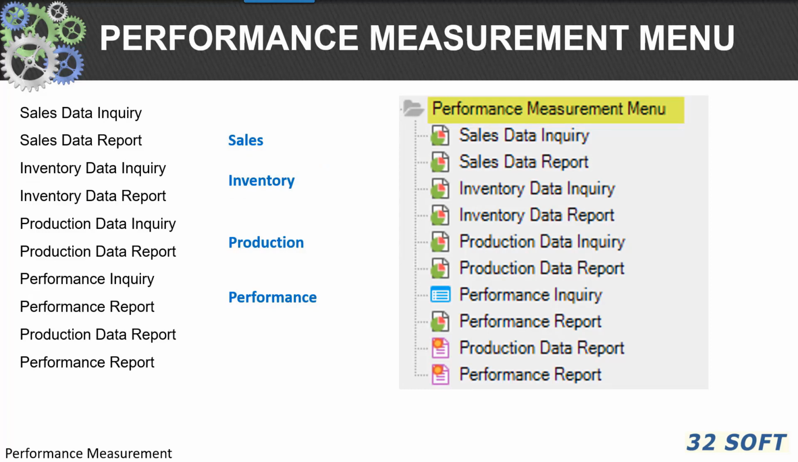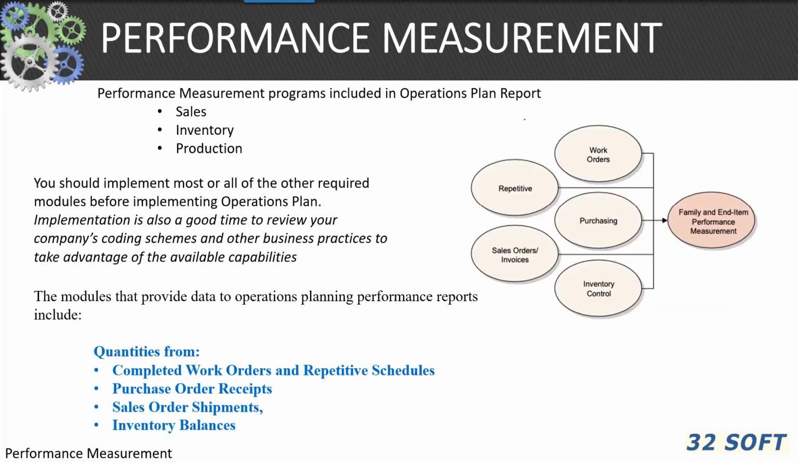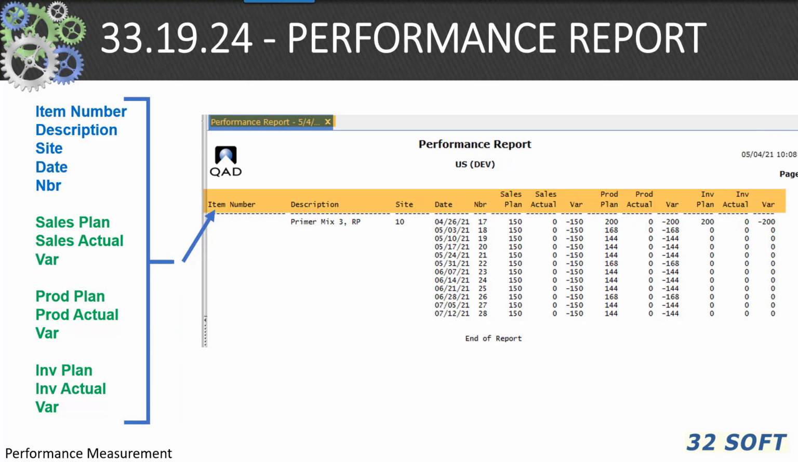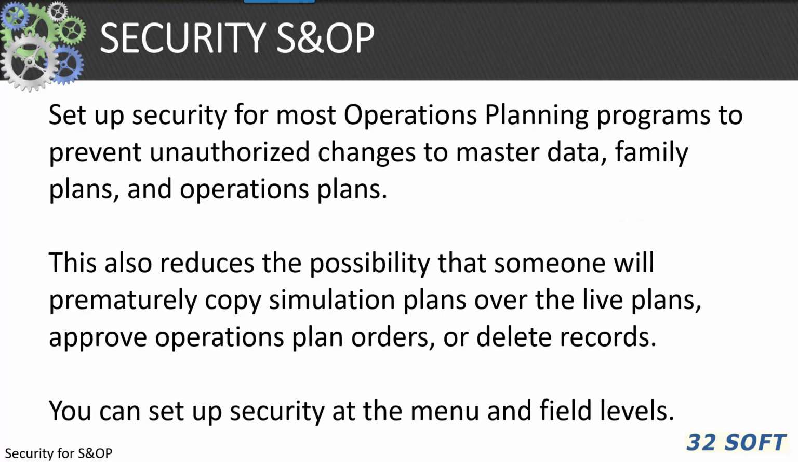Performance maintenance gives you the visibility of sales, inventory, and production along with performance management. You should implement most of the other required modules before implementing the operation planning. This system takes quantities from quantity complete, repetitive schedules, purchase receipts, sales shipments, inventory balances, and allows you to look at performance for sales, inventory data, production data, and the 33.19.24 gives you a nice report of the item, the plan versus actual for sales, plan versus actual for production, and plan versus actual for inventory.